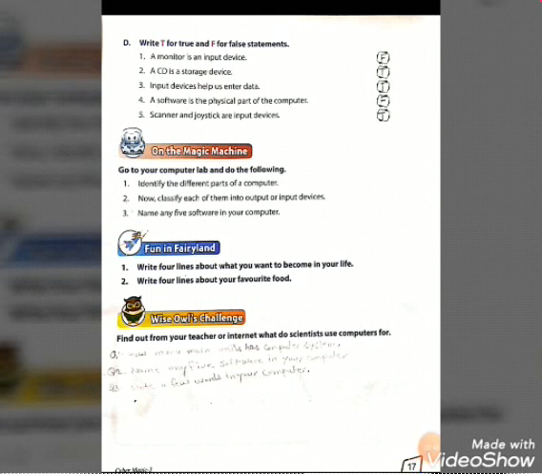Now the next one is given here on the magic machine. Here, go to your computer lab and do the following. First, identify the different parts of a computer. Second, classify each of them into output or input devices. Third, name any 5 software in your computer. My dear students, we know that we cannot go to the lab, but we can identify the different parts of a computer if you have a computer at your home. Otherwise, go to YouTube. You can solve all the questions over there.